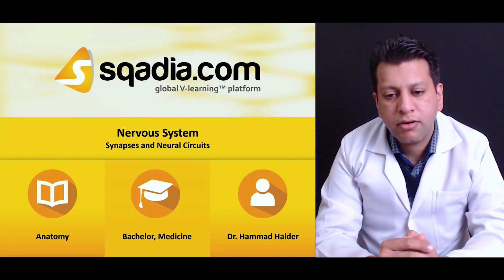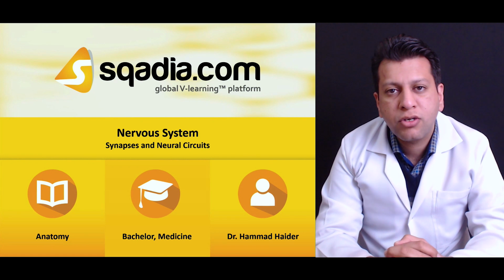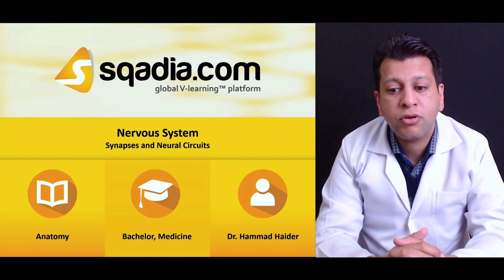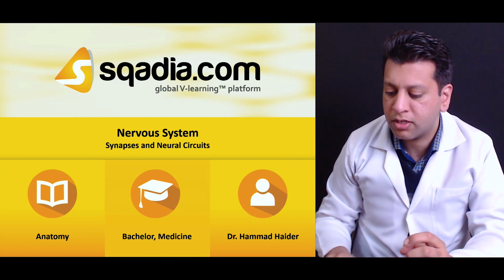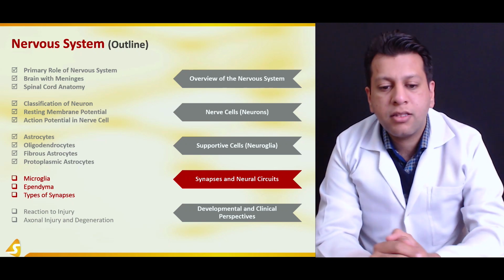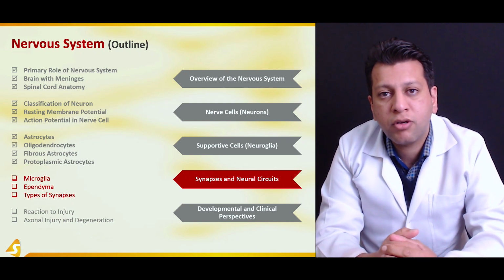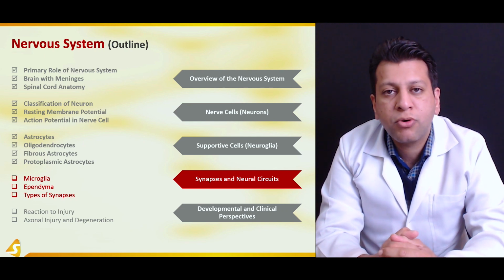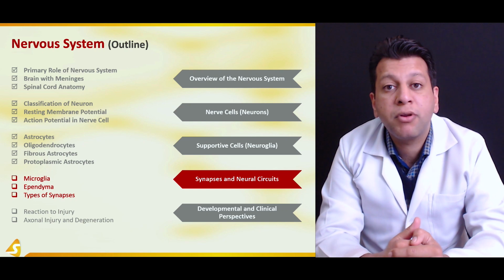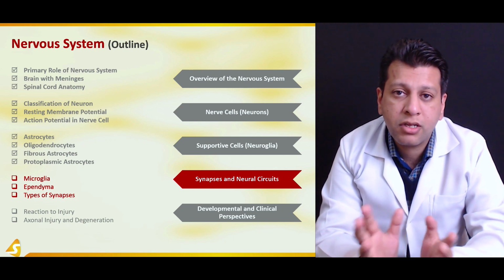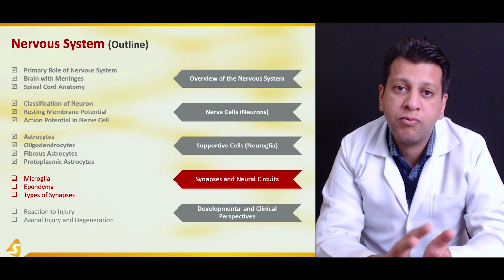Welcome to sqadia.com, and our lecture topic is nervous system, and we are on the fourth section of this lecture, and this topic is on the synapses and neural circuits. In this, we will be covering the other two important cells of the supporting neuroglia, that is the ependyma and microglia, and we will be briefly discussing what are the different types of synapses and how the synapses are actually named, labeled, and where they occur.